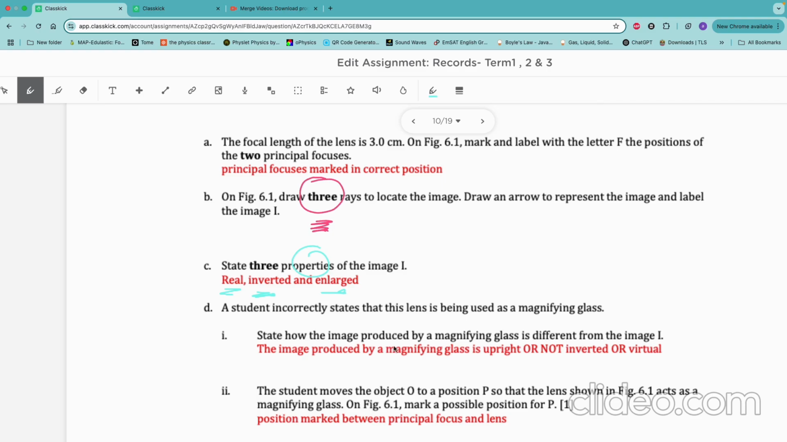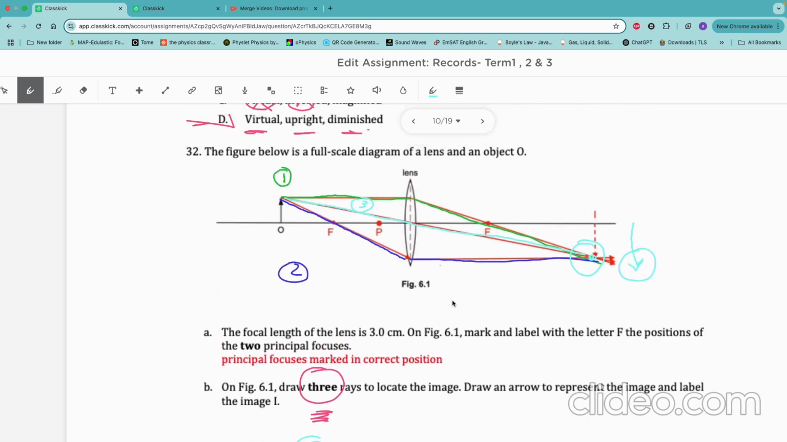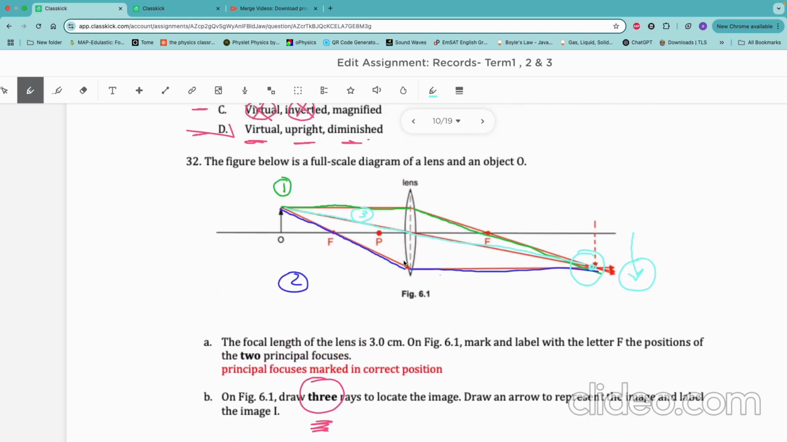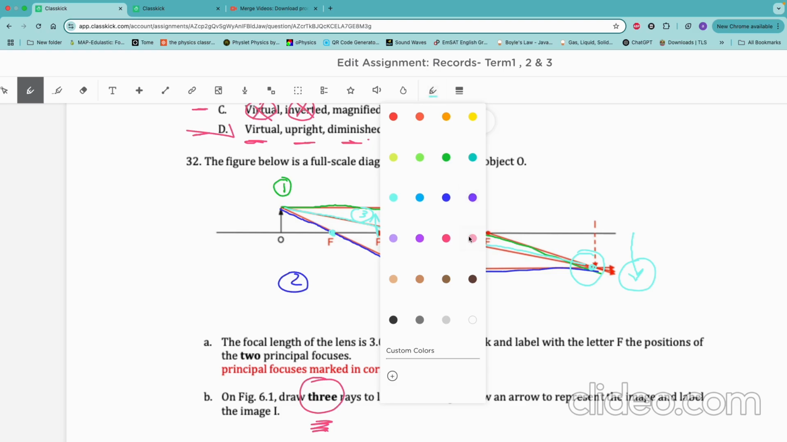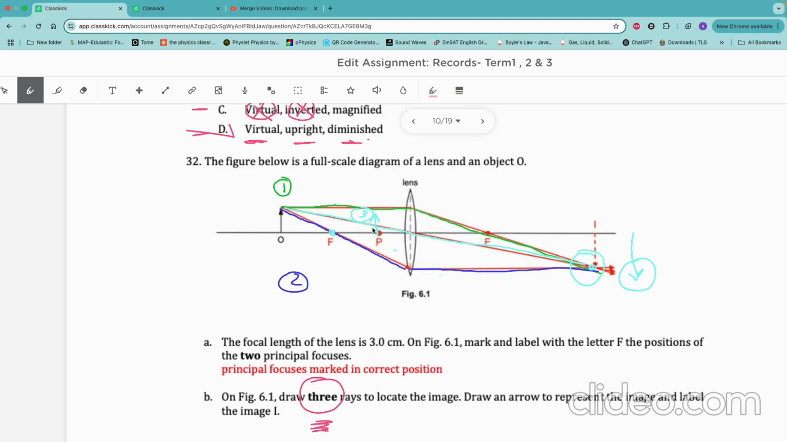State how the image produced by a magnifying glass is different. To remind you, what is the magnifying glass? A magnifying glass is when the object is placed in front of the lens, inside the focal point. So let's consider the object is placed here. In this case, the image will be located on the same side, here, and it will be virtual.